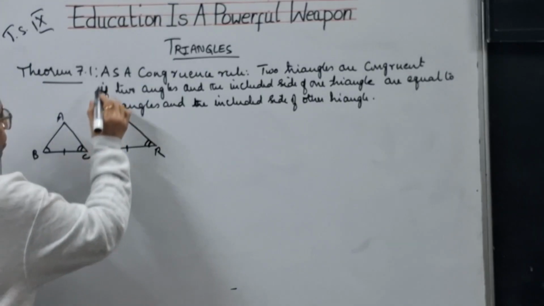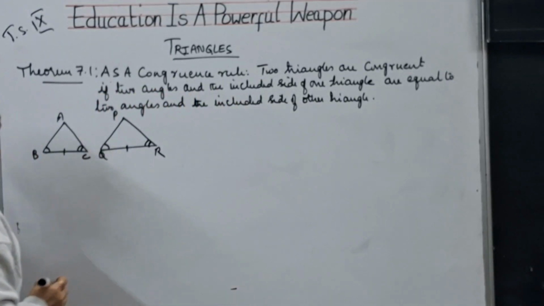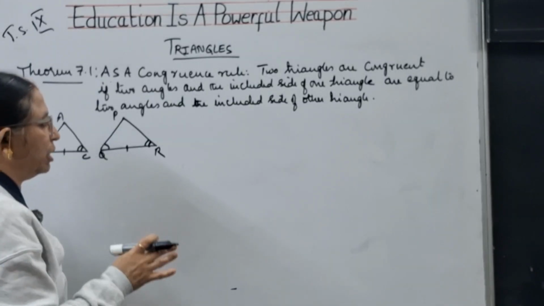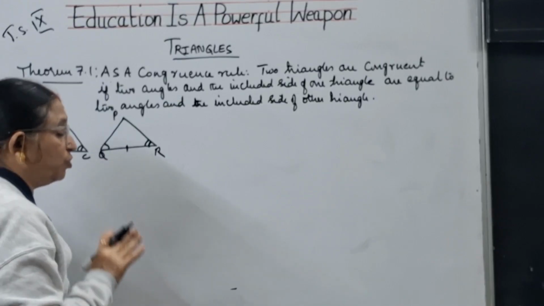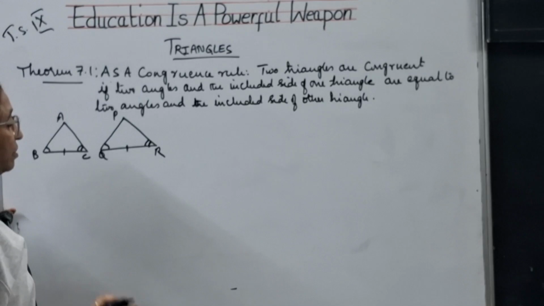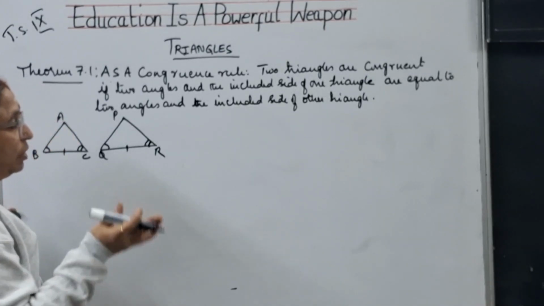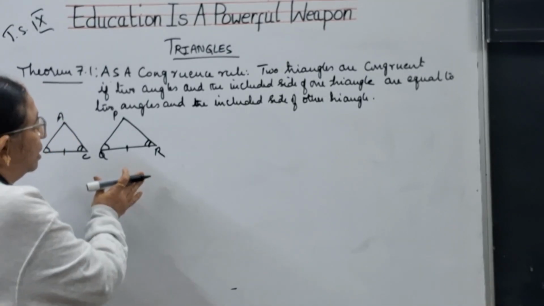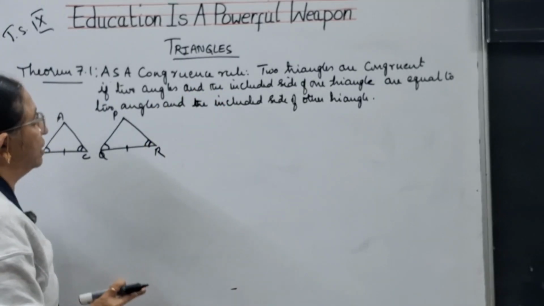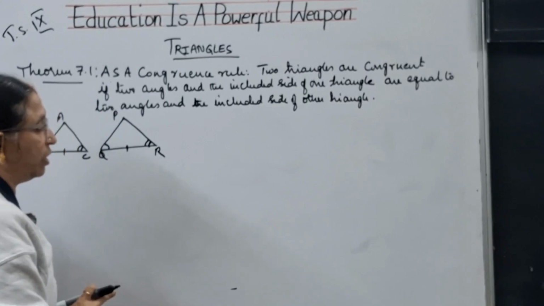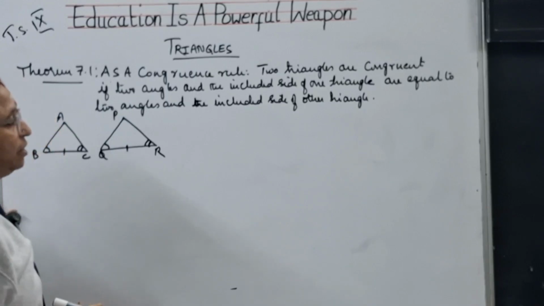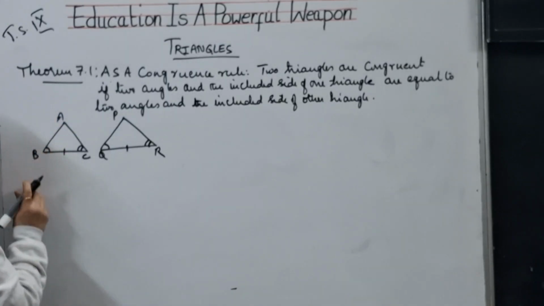And one more thing, children, because they have given a specific name to it, the angle side angle congruence rule, in examinations sometimes they may ask you to state and prove the ASA congruence rule. So learn the statement also. It's a very simple statement. If you understand this theorem, you can learn this. Two triangles are congruent if two angles and the included side of one triangle are equal to two angles and the included side of the other triangle. Then only we can say the two triangles are congruent.